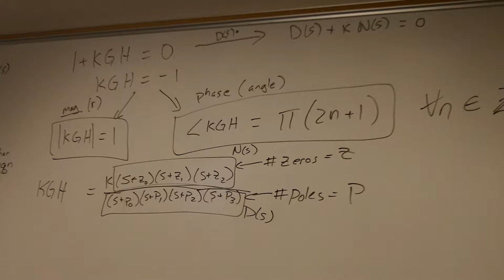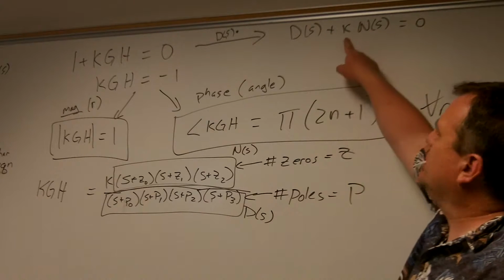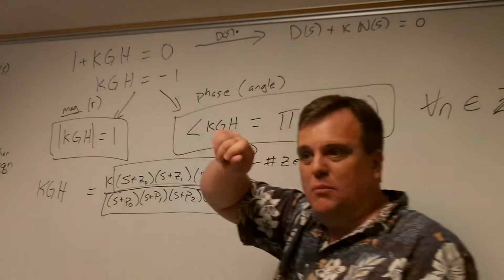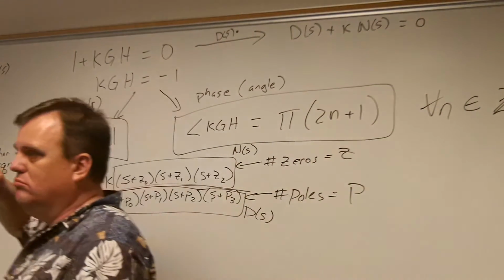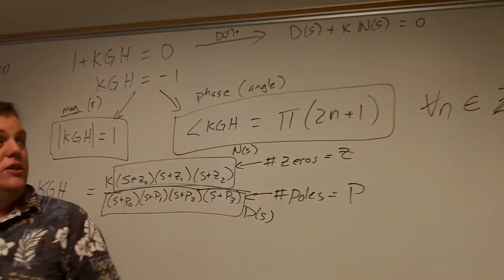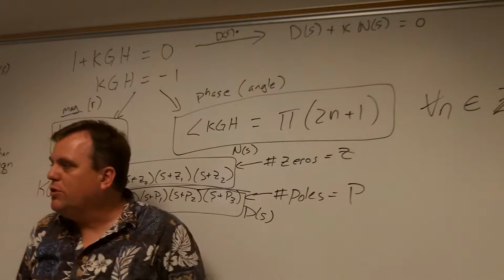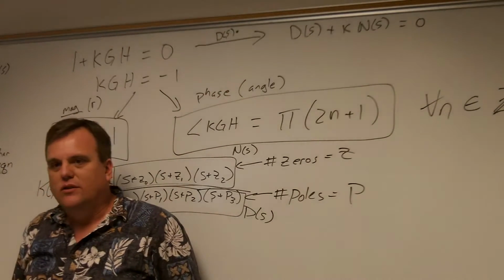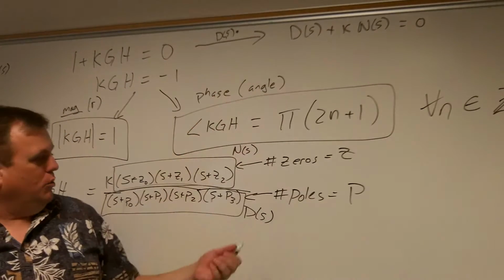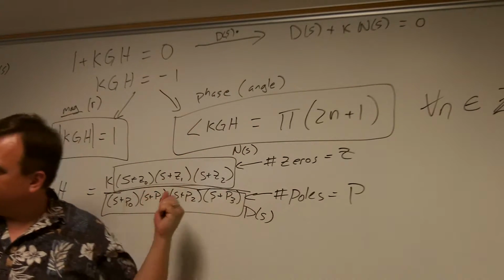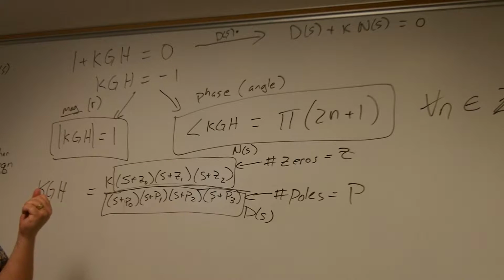Let's imagine that I initially set my gain to 0. This describes the poles of the system. So where would the poles of the system be? D of S. It would be whatever the poles of this system are.